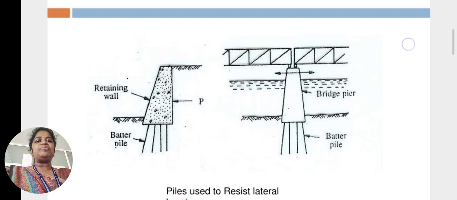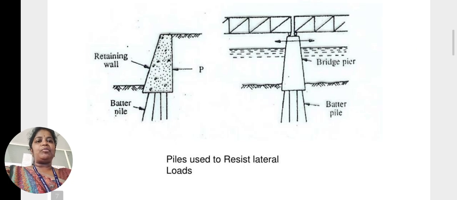And a few more examples are, during the construction of a retaining wall, a batter pile is used, and that has horizontal loading systems. And bridge piers, while constructing the bridge piers, these piles are also used. These piles are also used to resist lateral loads.